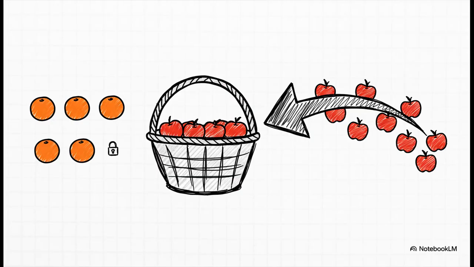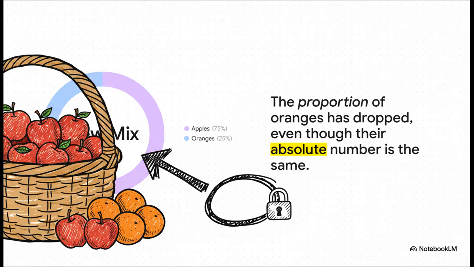Okay, now here's where the magic trick happens. We're going to add 10 more apples to our basket. But listen, we're not touching the oranges, not a single one. The number of oranges is still 5. We just have more apples now. And boom, this is the trap. Look what just happened. The apples now make up 75% of the basket, and the oranges, even though we still have the exact same 5 oranges we started with, their percentage suddenly dropped to just 25%. From a relative point of view, it looks like they're disappearing.